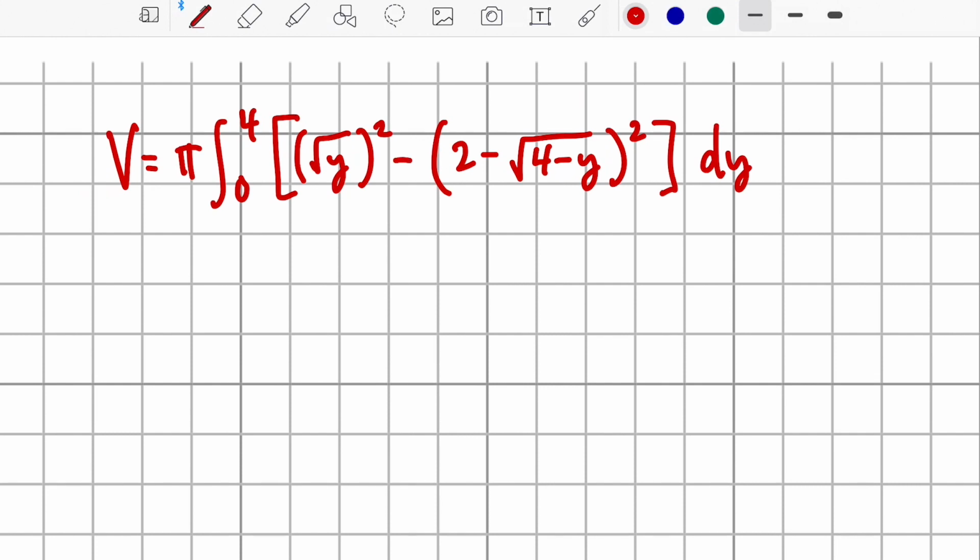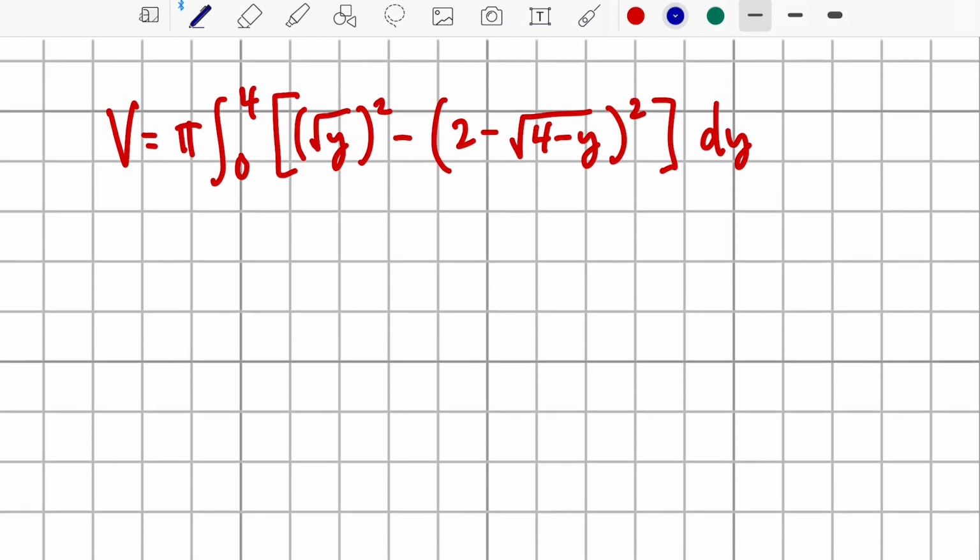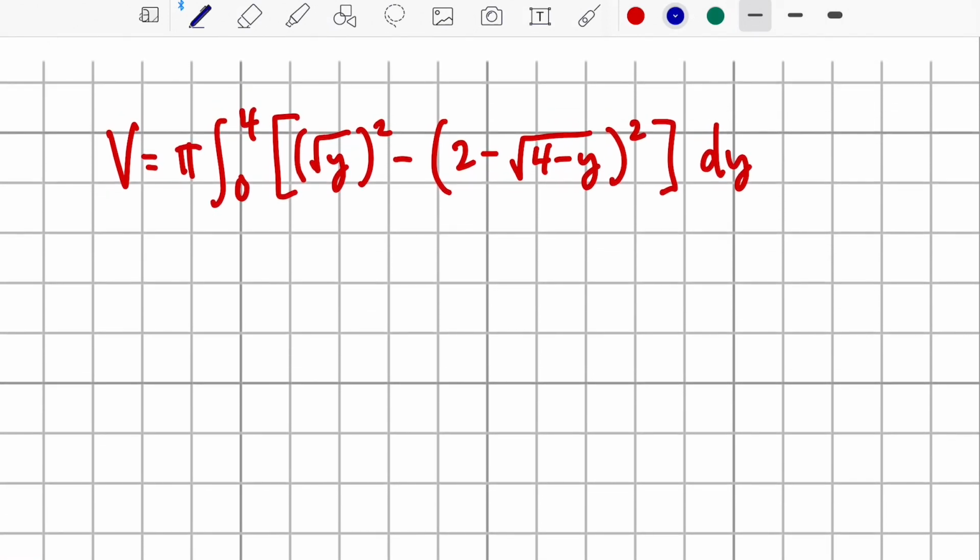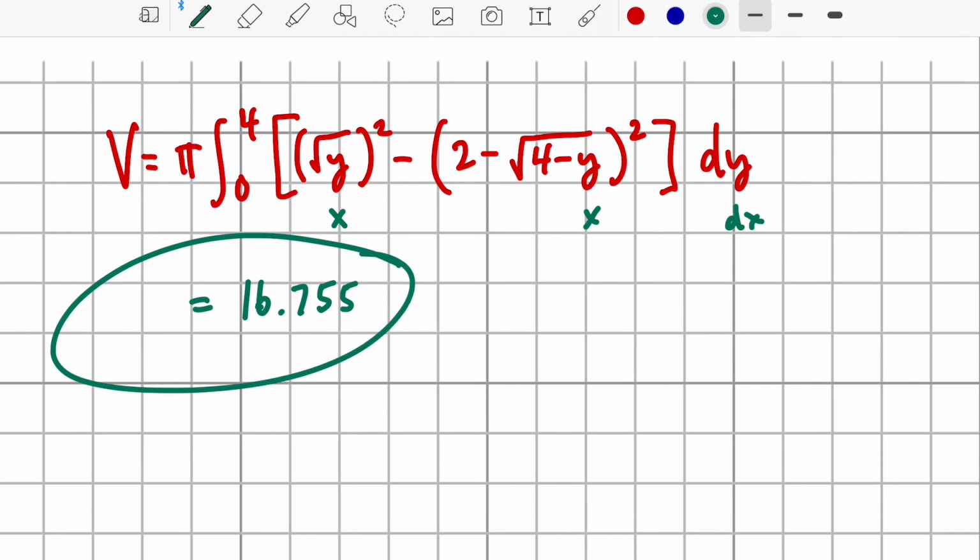So now if we simplify this a little bit, we can plug it into the calculator. Actually, we can just plug it in like this. Now, in your calculator, you're going to see that you don't have it in terms of y. So all you have to do is plug it in and use x, with respect to x. It'll give you the same answer. If you plug it into the calculator, your answer should be 16.755 cubic units. Remember, don't forget to multiply pi at the end.